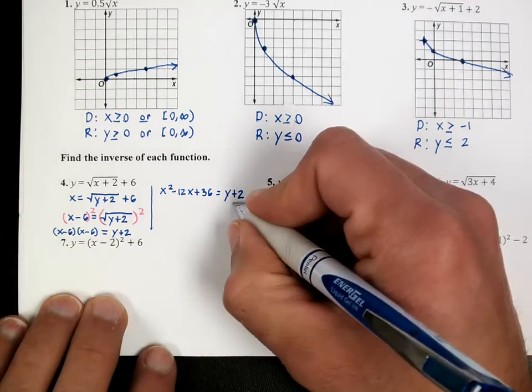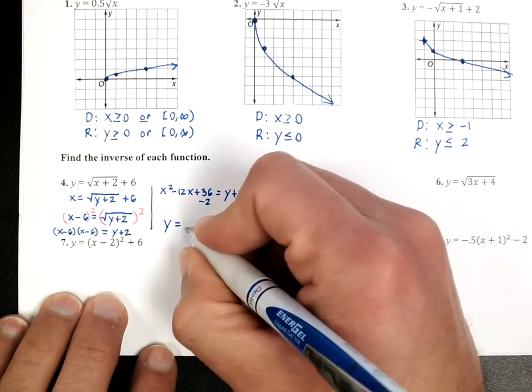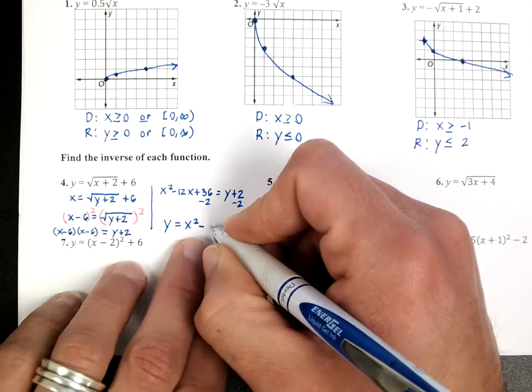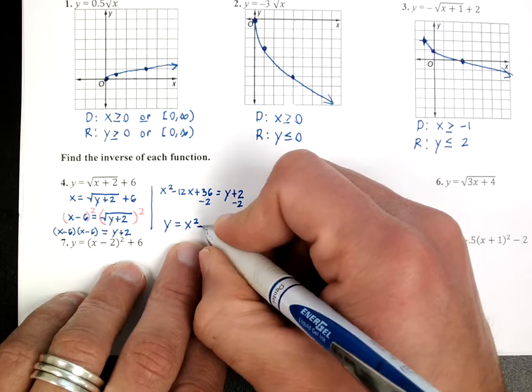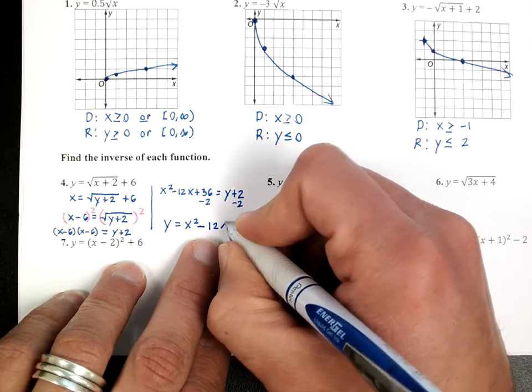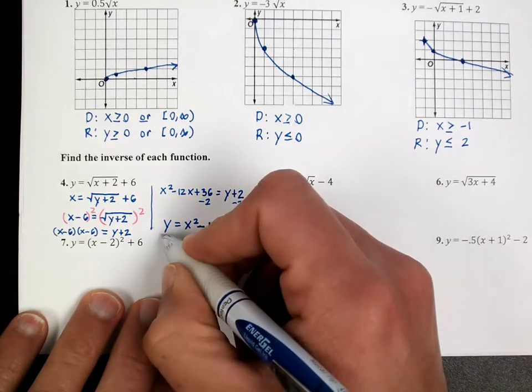Alright, so when I subtract 2, my inverse is y is equal to x squared minus 12x plus 34. So this is my inverse right here.